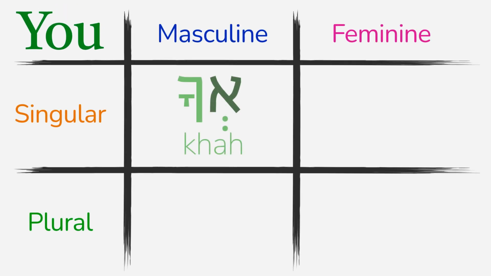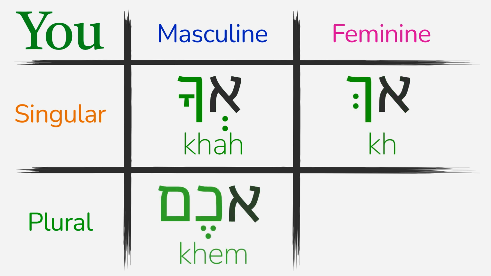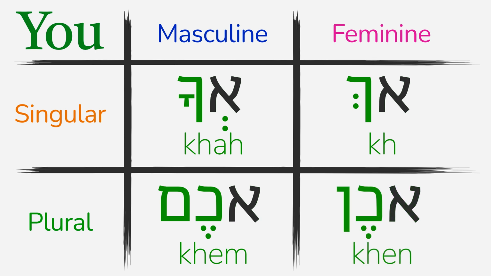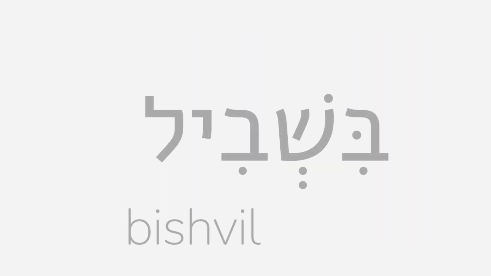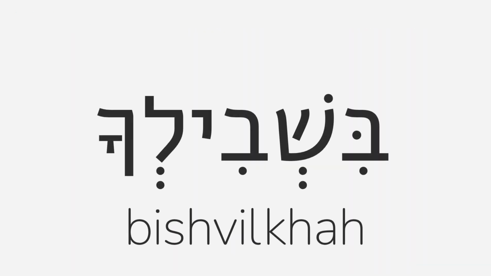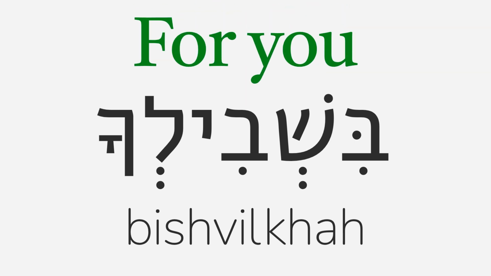There are 4 different object suffixes which mean you. The masculine singular form is cha, the feminine singular form is ch, the masculine plural form is chem, and the feminine plural form is chen. We can simply add the cha suffix to bishvil, for, to get bishvil cha, for you, masculine singular.